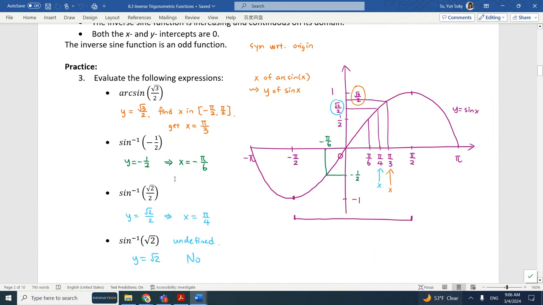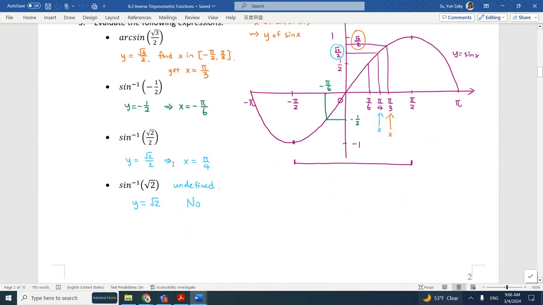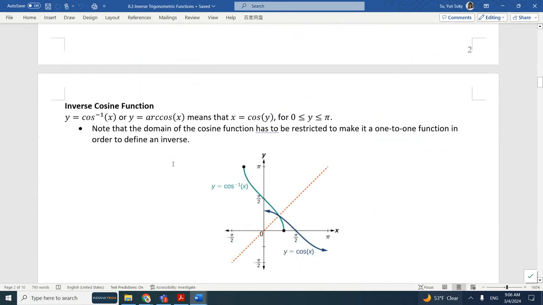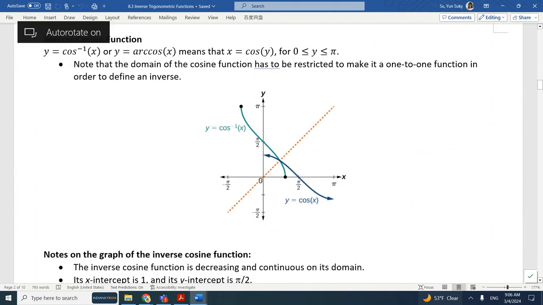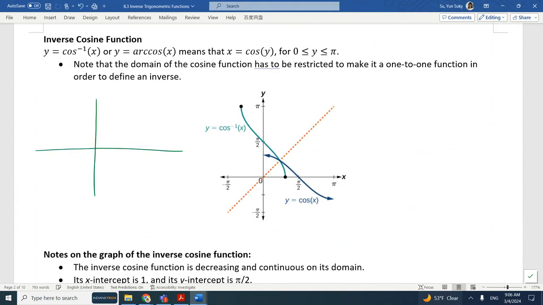So we use the same idea to generalize to other trig functions. Let's look at them one by one. Okay, so we did the sine. Now let's look at the cosine. The cosine graph is like a wave, right? And it starts from 1. So it goes like this. This is the cosine x.